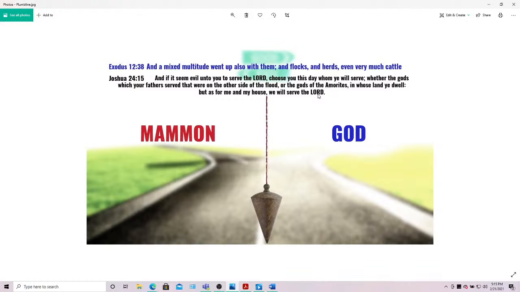And we have to put ourselves in those positions too. You've got to choose who you're going to serve. You've got to pick a side. So which side of the plumb line will it be?